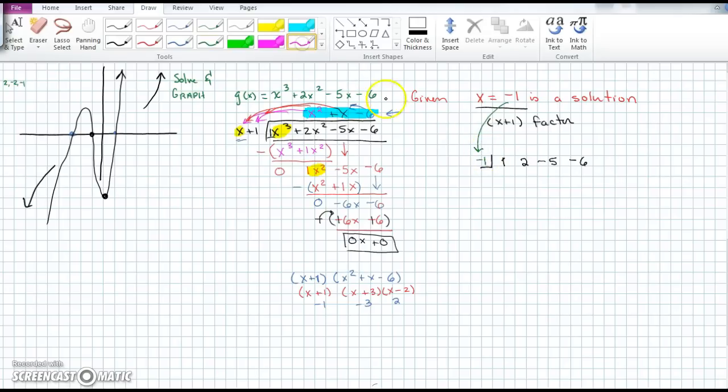I'll start by bringing the 1 down. And now I multiply. Negative 1 times 1 is negative 1. And now I will add, and that's always the next piece. 2 plus negative 1 is 1.